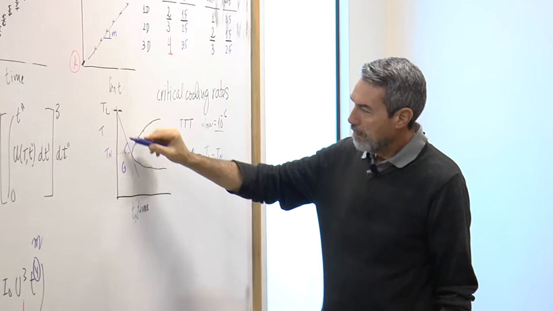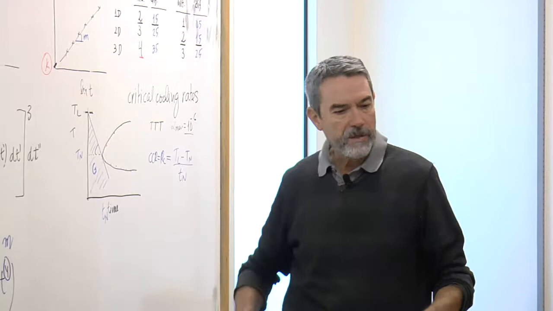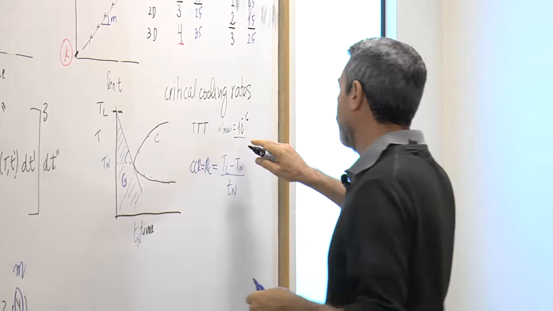This is the region where we can form a glass. If we cool slower, then we have a crystal or a semi-crystalline material with a volume fraction of at least 10 to the minus 6 of crystals.